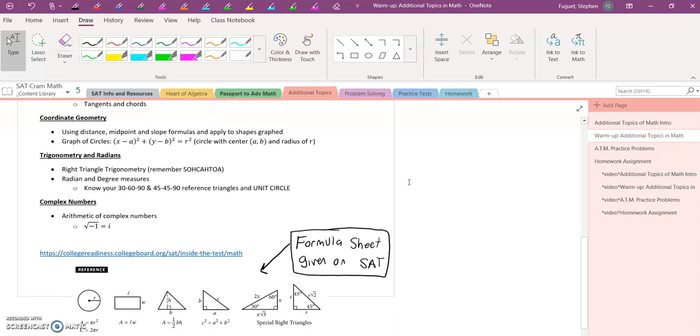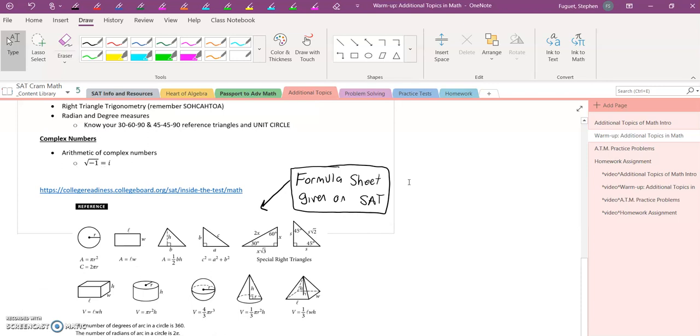And the last thing I want to mention before we get into practice problems is you are given a formula sheet for the SAT. So I've taken a screenshot of that and listed it at the bottom of the page. While you don't have to memorize these, please make sure you familiarize yourself with it so that when you're going through questions, you know you can reference back to these. I will reference these as we go through some of the questions here.